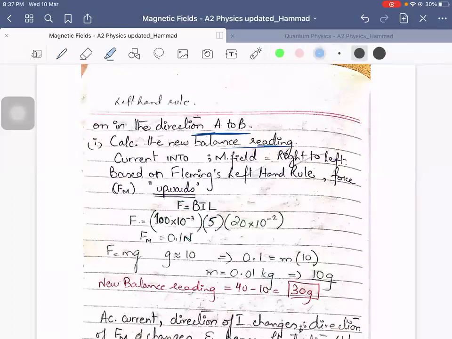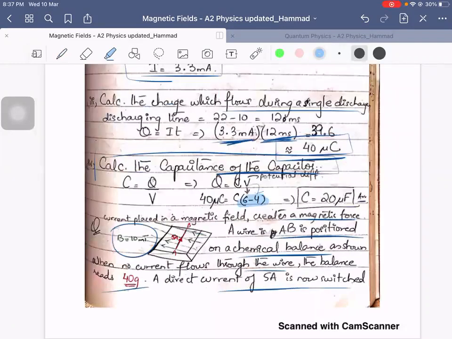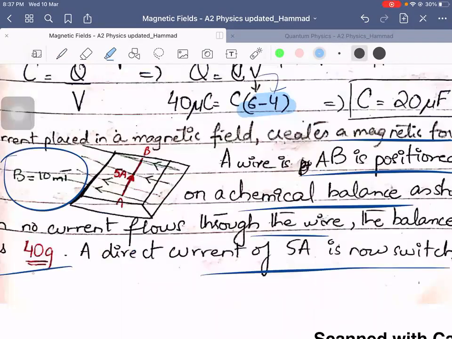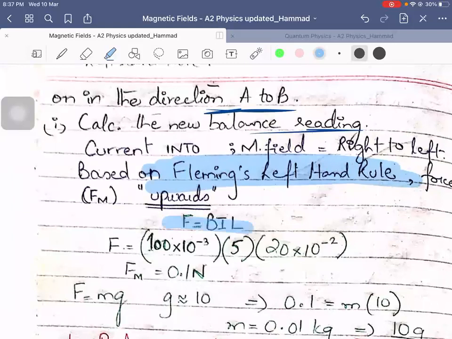You need to understand that Fleming's left-hand rule is used to work out the direction of the magnetic force. Using Fleming's left-hand rule, your first finger points in the direction of the field, the green lines, right? Your second finger moves in the direction of the current, and you will realize that the thumb, which is the magnetic force, points upwards, which tells you that the magnetic force is upwards, right? You will work off the value of the magnetic force, which comes out to be 0.1 Newton.